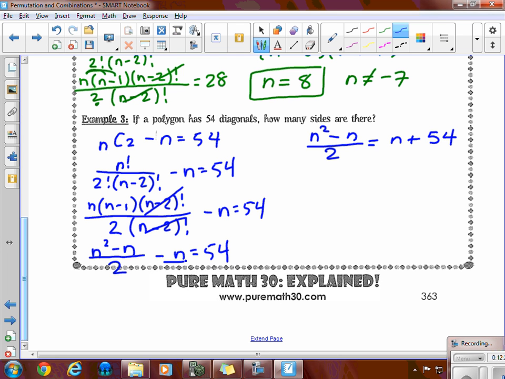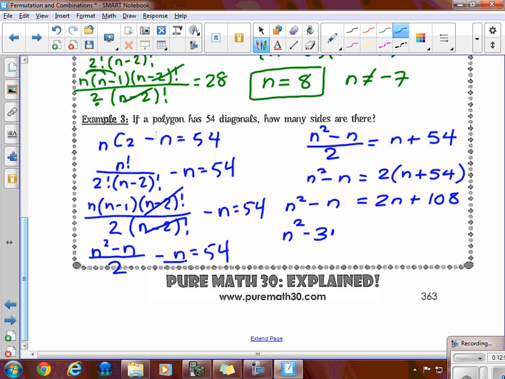Now I can go and multiply the 2 over. So I'm going to get n squared minus n equals 2 times n plus 54, multiplying all of that. So that's 2n plus 108 and n squared minus n. Now the same rules apply. We're going to bring everything over to one side, factor the quadratic, and get rid of any extraneous solutions. So I'm going to get n squared minus 3n minus 108 equals 0.